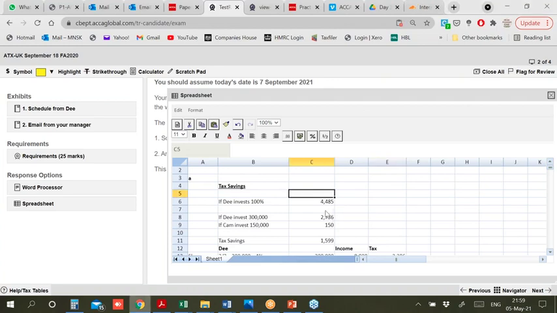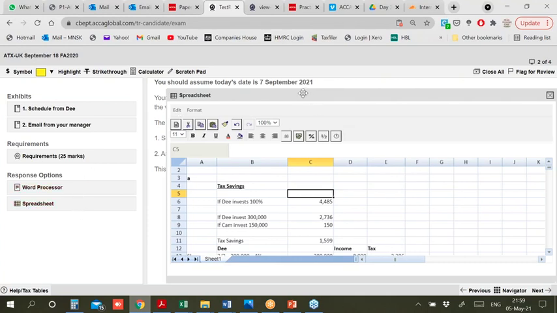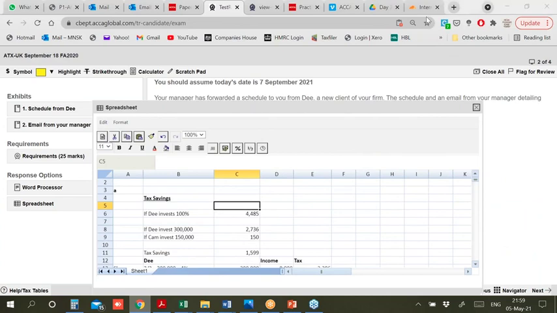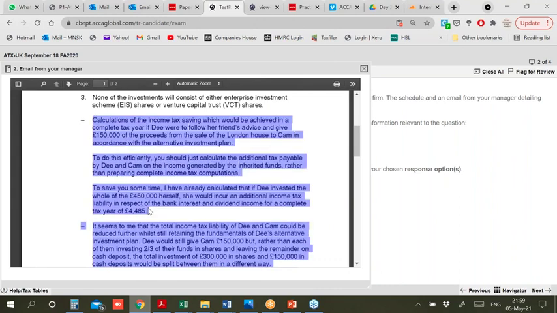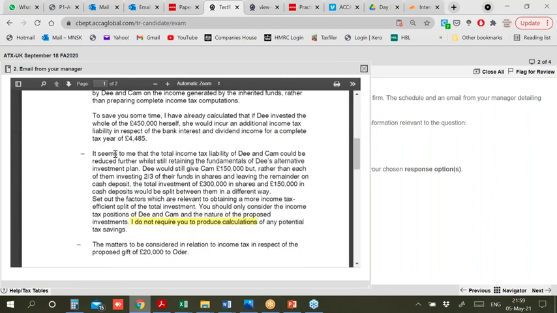Coming back, I have calculated and told the examiner about the very first part of the first requirement. However, still some parts are unsolved. So I have to open the detailed requirement. I've done this calculation. Okay, I have assumed to do efficiently. This part has been done. This first part has been done till here. Now, what is the second part? It seems to me that the total income tax liability of D and CAM could be reduced further.